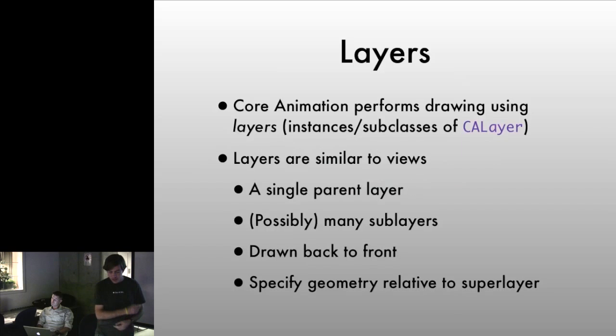So let's get started. I'm going to start by describing the basic unit of Core Animation, which is what's called a layer. A layer is pretty much analogous to the concept of a view that you're already familiar with. Layers have sublayers, and they have a single parent view, or parent layer, I should say. They're drawn back to front just like views are, and they can specify their geometry relative to their superlayer, just like views can. And they're all instances or subclasses of CALayer.